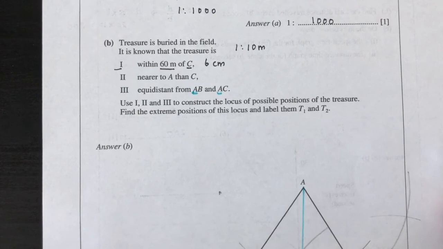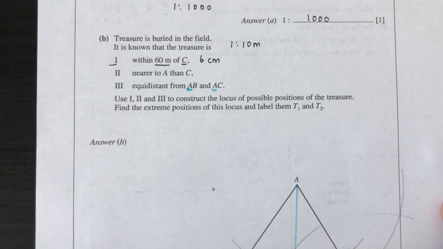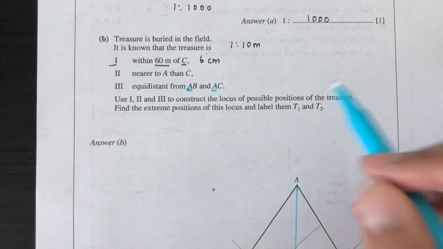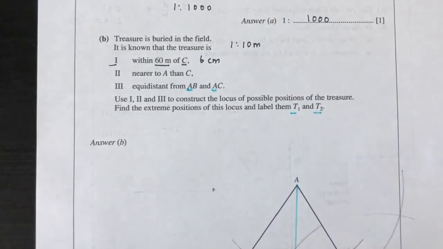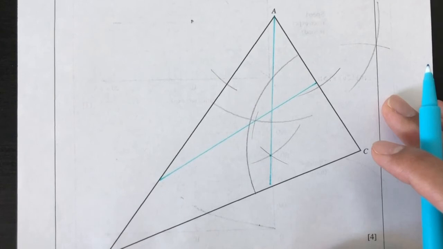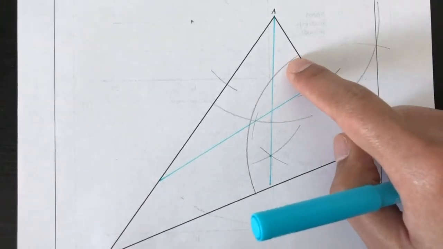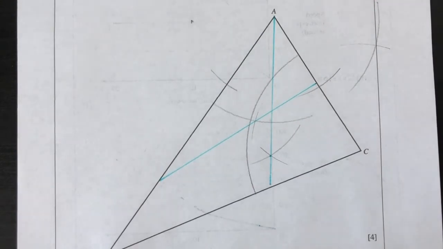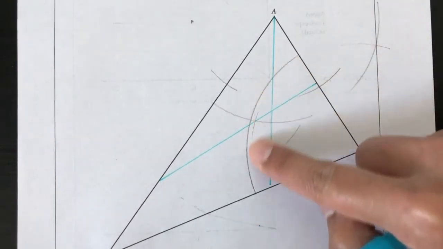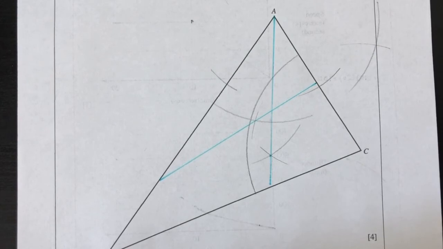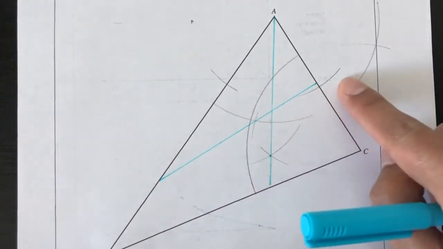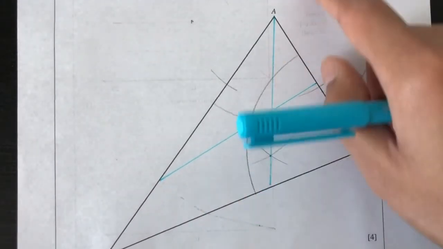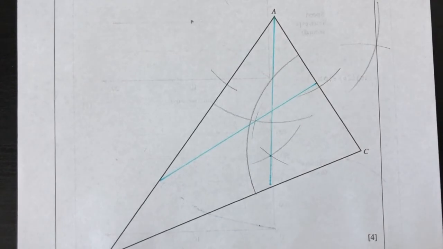Now use 1, 2, and 3 to construct the locus of possible positions of the treasure. Find the extreme positions of this locus, label them T1 and T2. So the extreme positions. So let's see, what do we have? So the first condition has to be on this line. So inside of this line, right? But we are trying to find the extreme position, it has to be on the extremities of this line. So on this line, has to be also on this line, and also on this line. So let's see what two values we can find.